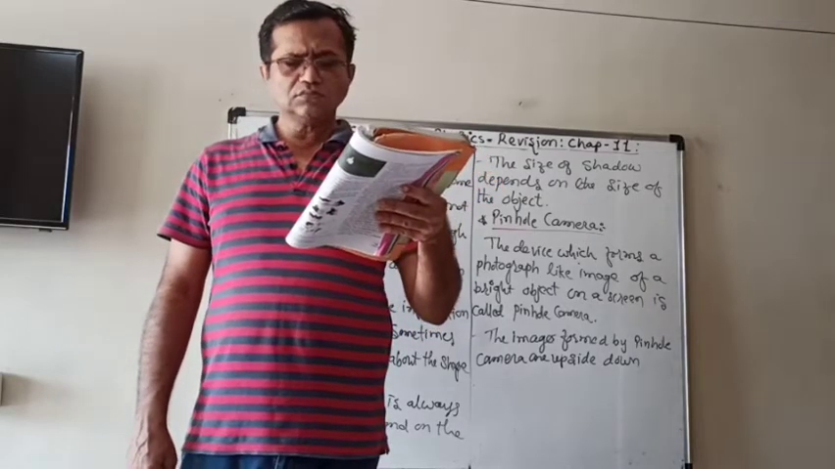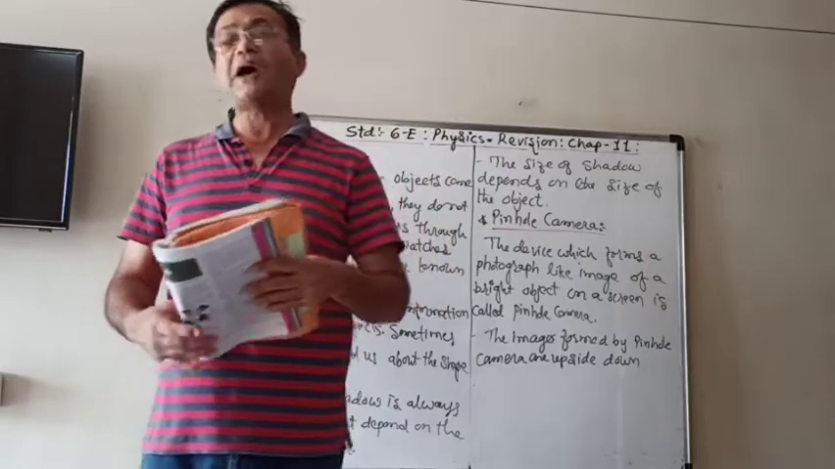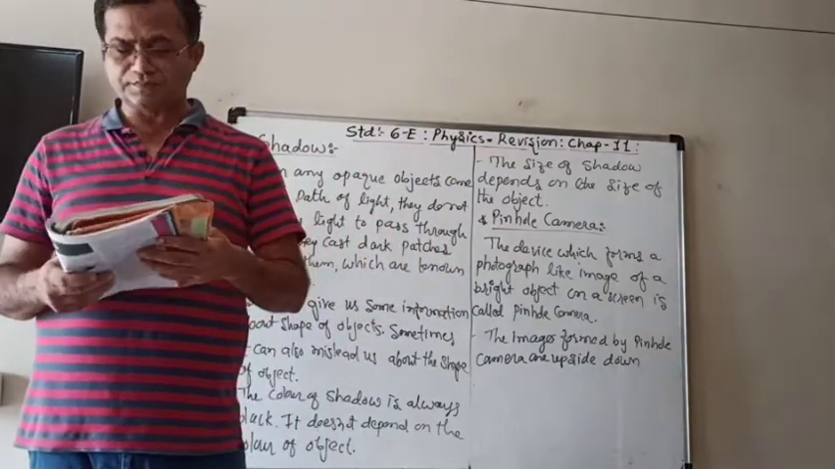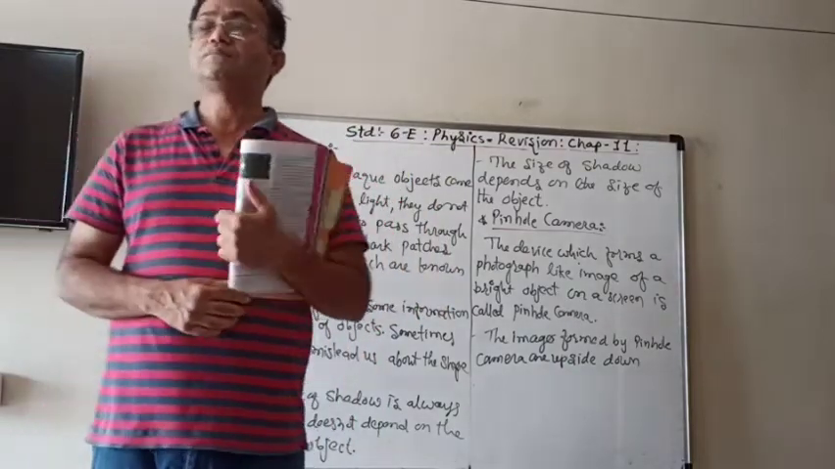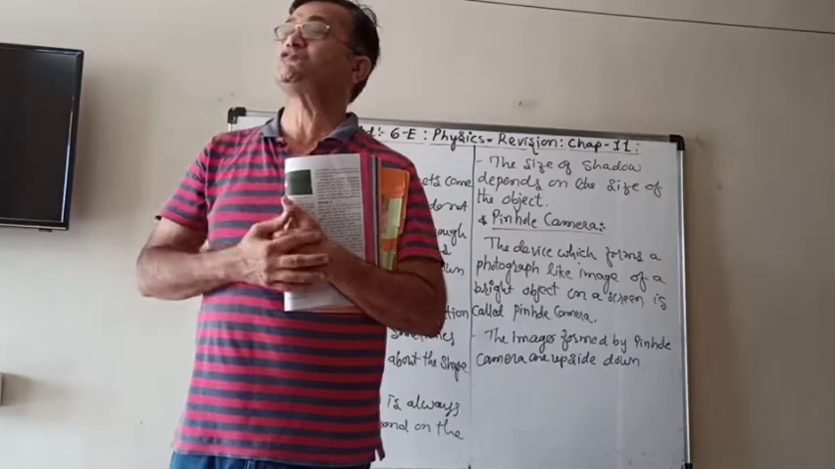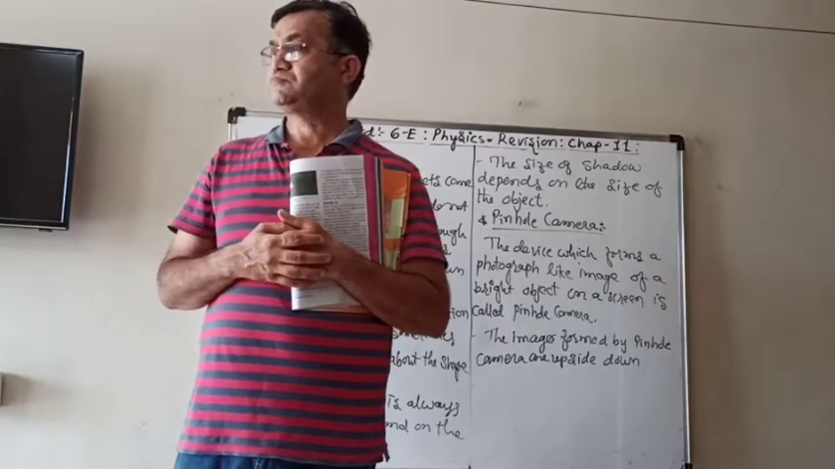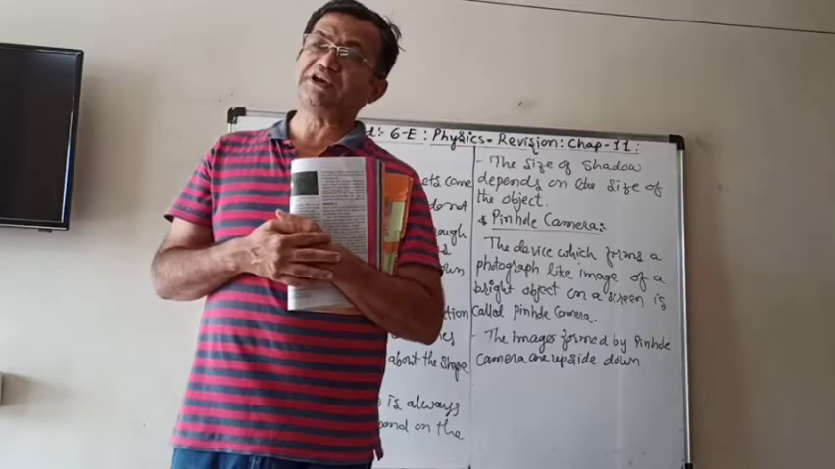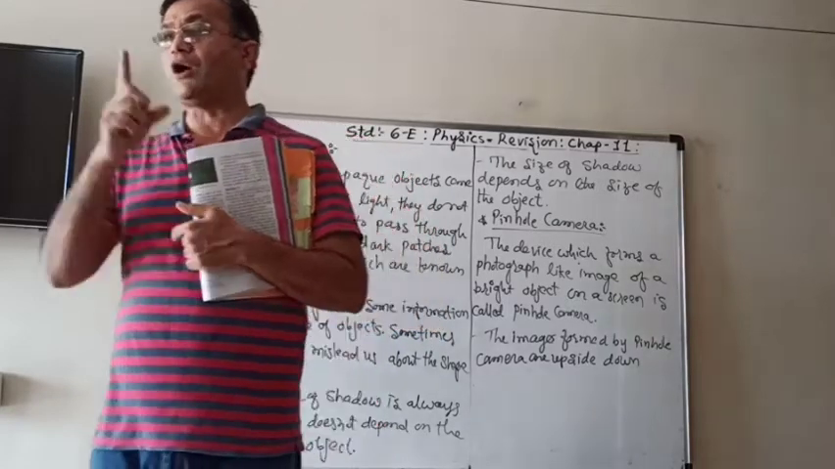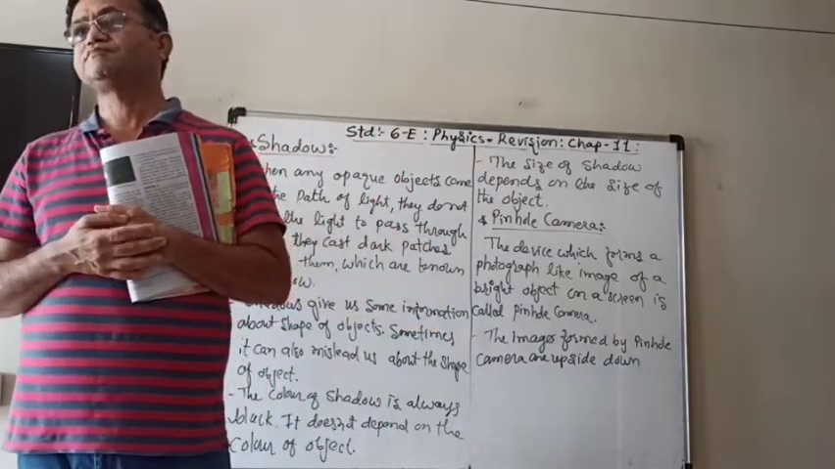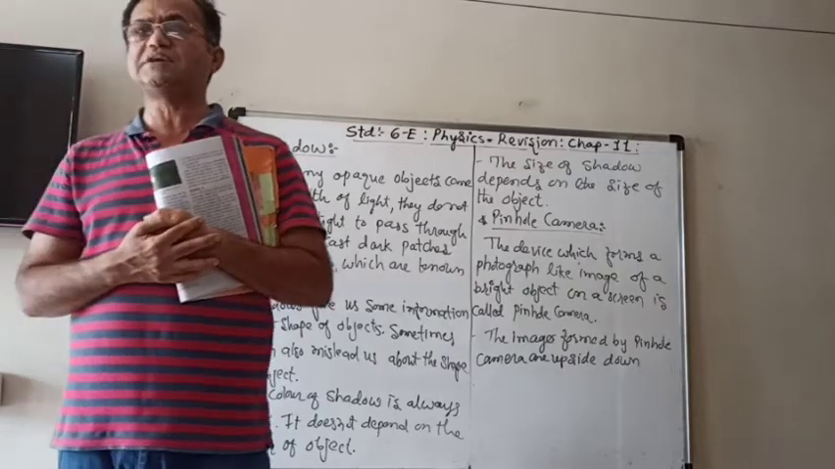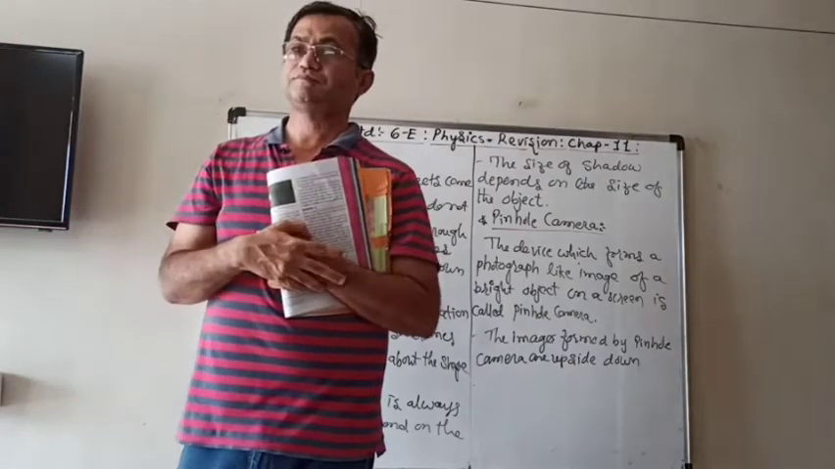Now, how can we see a shadow? For a shadow, first of all, we need a source of light. Then, what else do we need? We need an opaque object. And the third required thing is the screen.